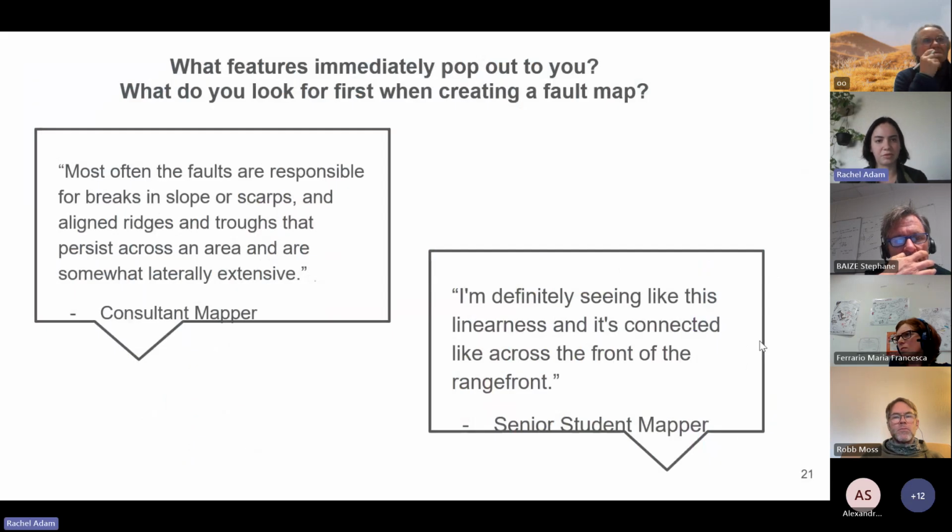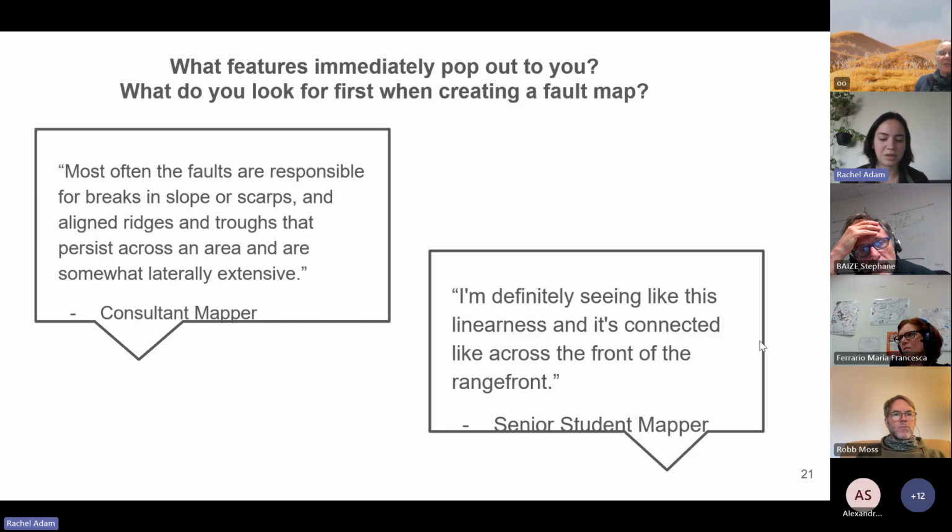And so this is kind of an example of what that would look like. I would ask the participants what features immediately pop out to you. What do you look for first when you create a fault map? And so a consultant mapper that had a bit more experience said most often the faults are responsible for breaks and slopes, scarps, aligned ridges, troughs that are persistent across an area and are somewhat laterally extensive. And there was a senior student mapper who described it as seeing a linearness and it's connected like across the range front. And so they are using different terminology.